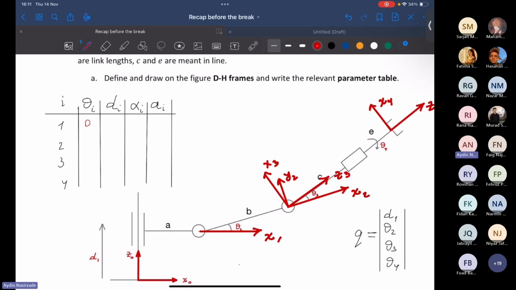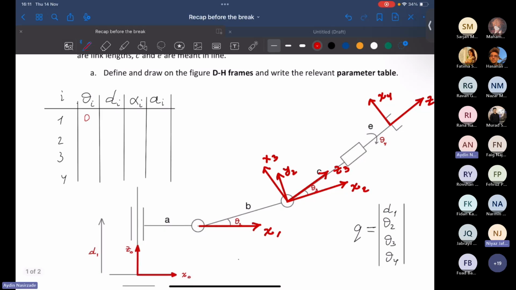Okay, what else? Theta 1 is 0. Theta 2. Yes, theta 2. What is theta 2? Yes, it is theta 2, and it's a variable.